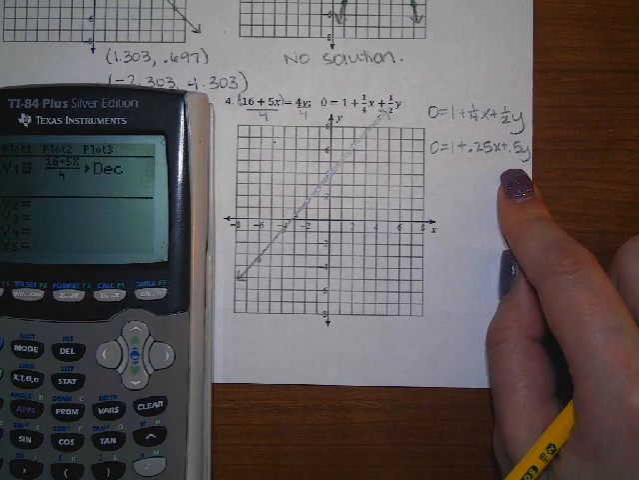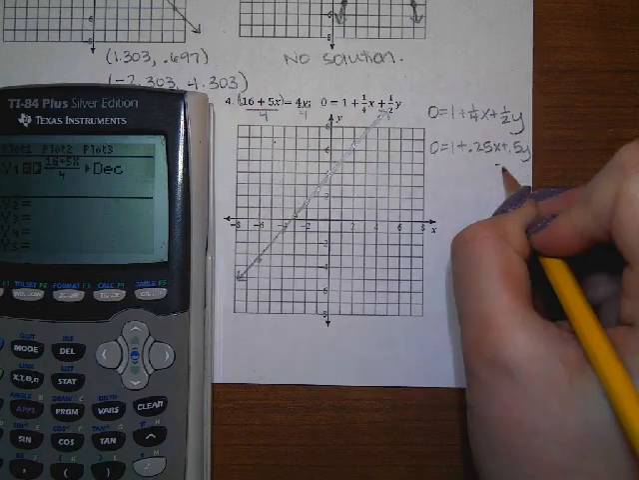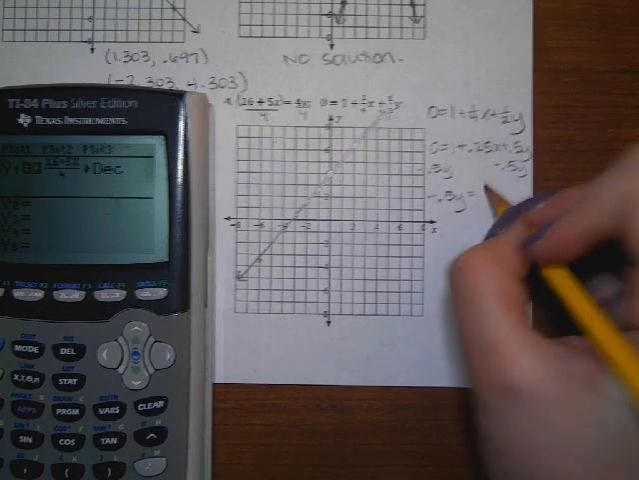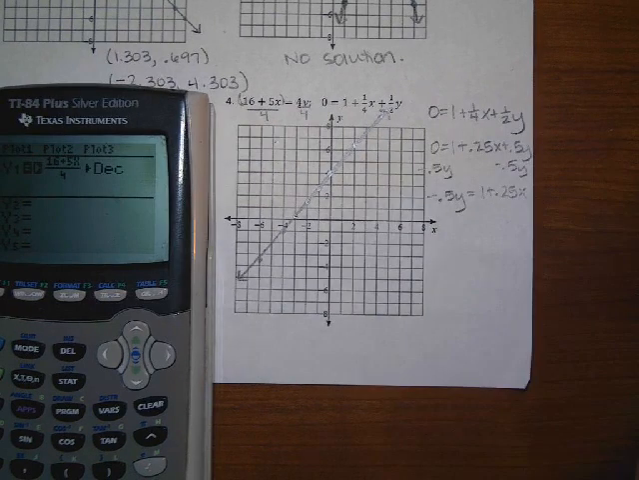The calculator needs the y to be alone. Yeah, we could minus the 0.5y. We got negative 0.5y equals 1 plus 0.25x. And then what should we do? Yeah, negative 0.5.